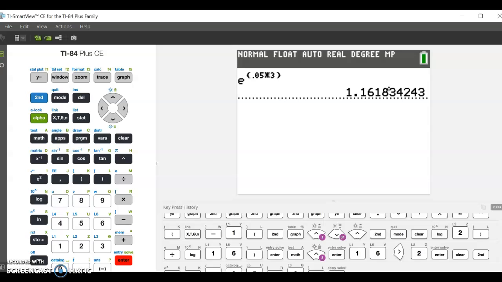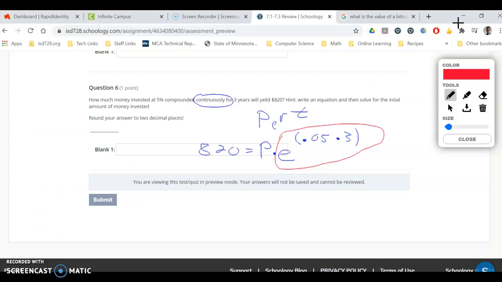1.162. So this is P times 1.162, and that equals 820. Okay, and so now I need to just solve that for P, so I just need to divide both sides by this. Okay, and there might be some rounding problems on this, because depending on if you rounded this number or not, you'll get a kind of a different answer.